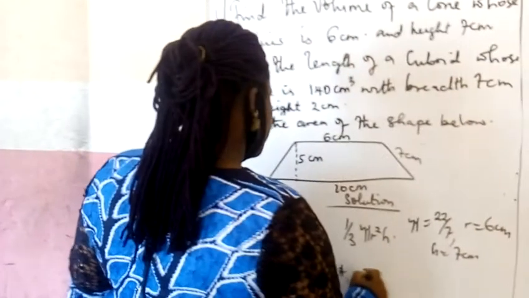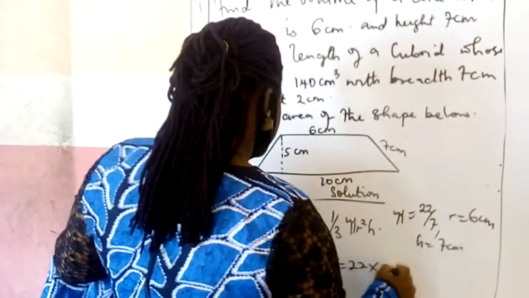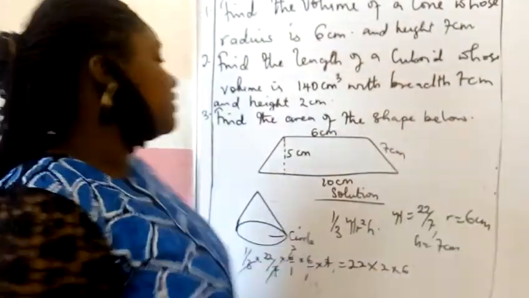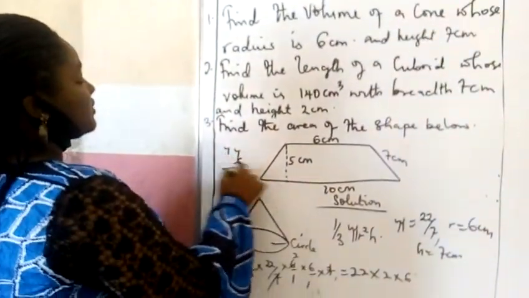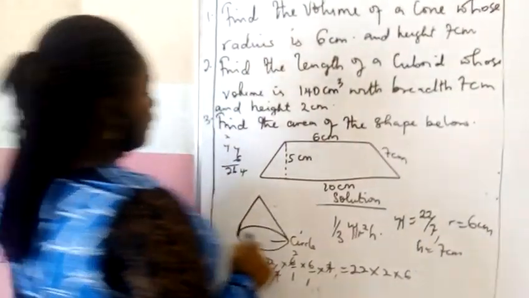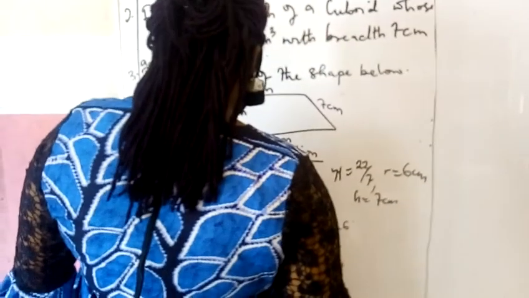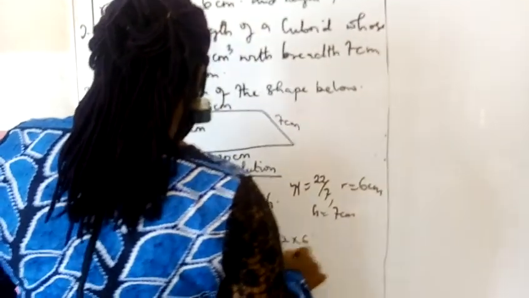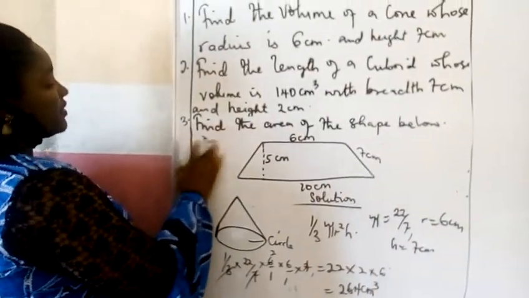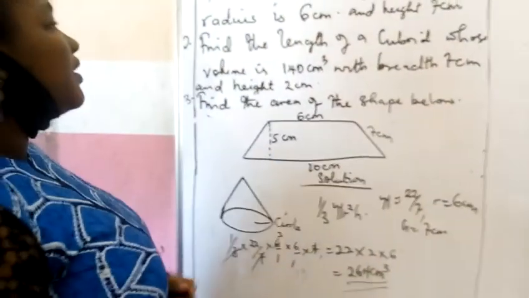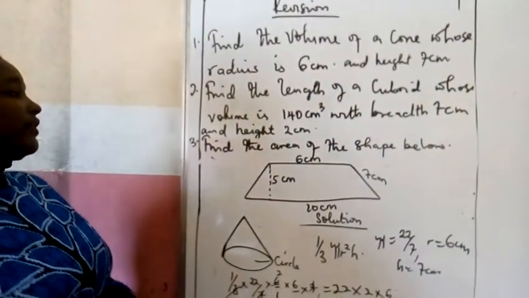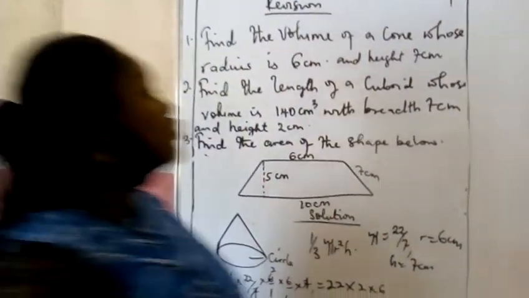We have 22 times 2 times 6. 22 times 2, 44 cm. Then 44 times 6, 264, which is equal to 264 centimeter cube, because the SI unit for volume is cm cubed. Now the second one, find the length of a cuboid whose volume is 140 cm cube with breadth 7 cm and height 2 cm.